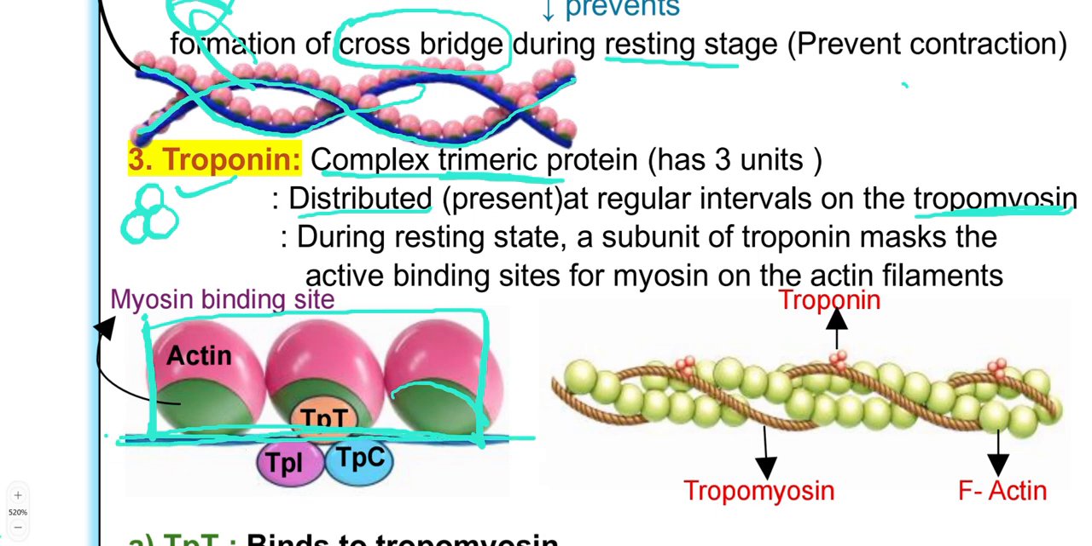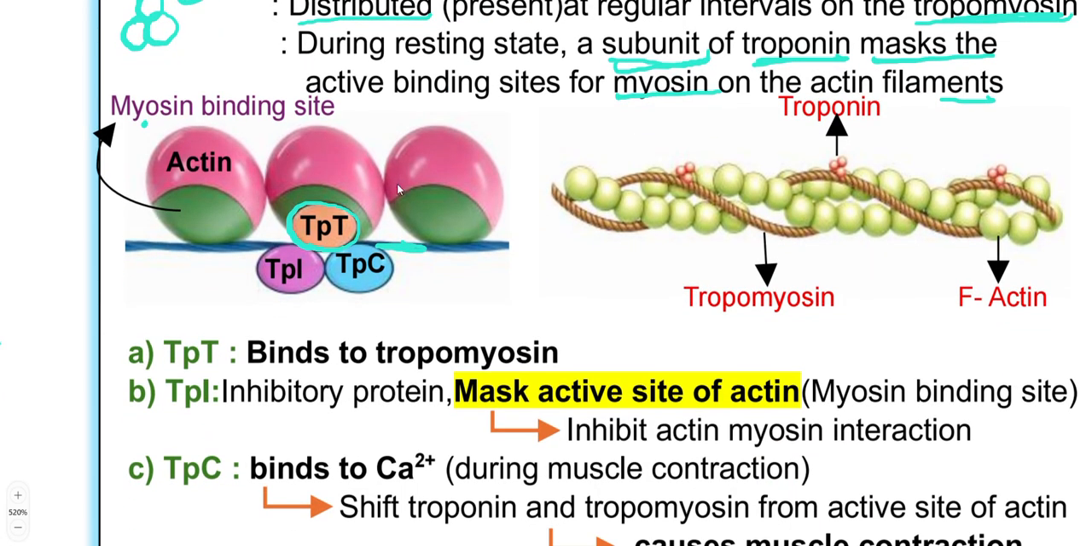यही चीज दिखाया. ठीक है, let me erase all these things. Now, on this tropomyosin, this blue color one, what is present? Your troponin is present. Troponin has how many parts? 3 parts. So overall, if I ask you what is the function of troponin, during the resting stage, a subunit of troponin, mind it, a subunit, that means only one single subunit, that I'll tell you. It masks the active site of the myosin so that the actin filament will not be able to bind with the myosin. ठीक है ना?